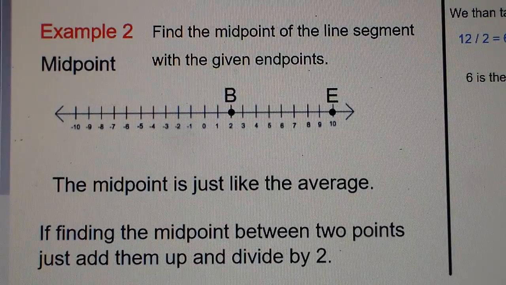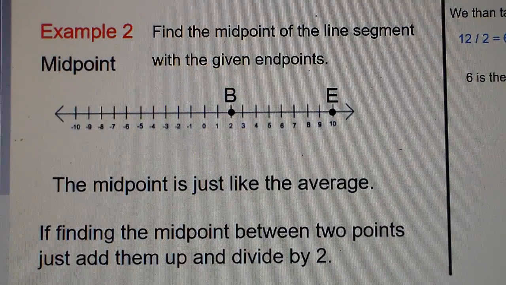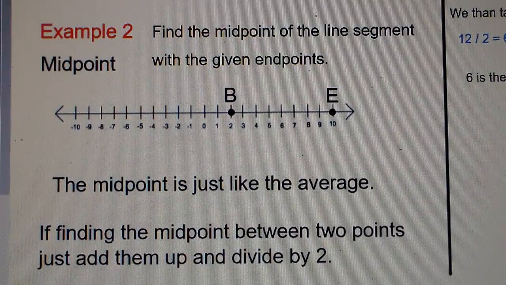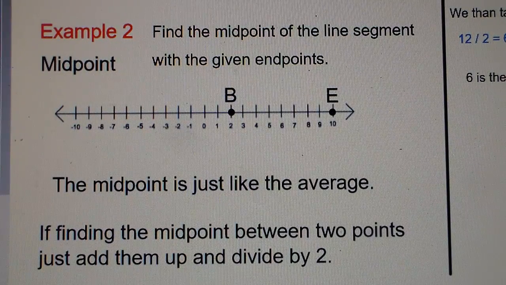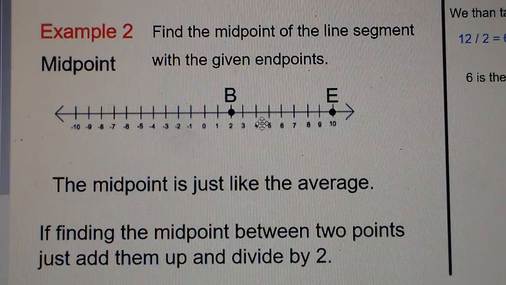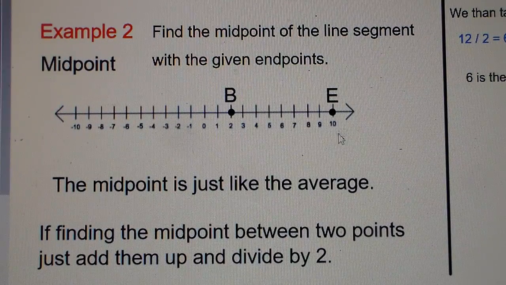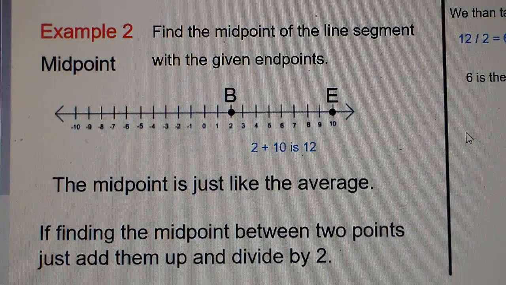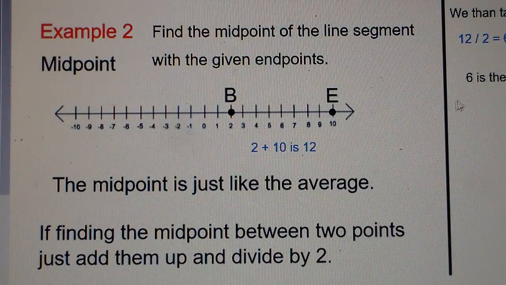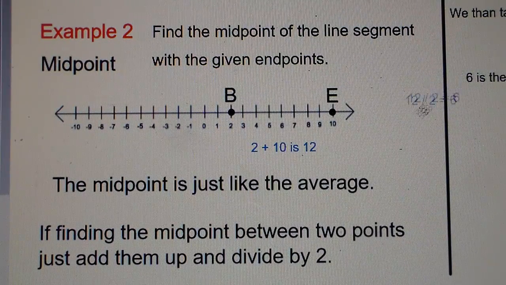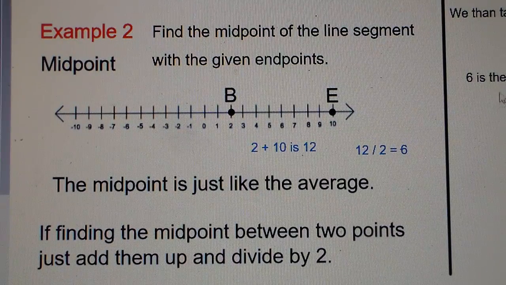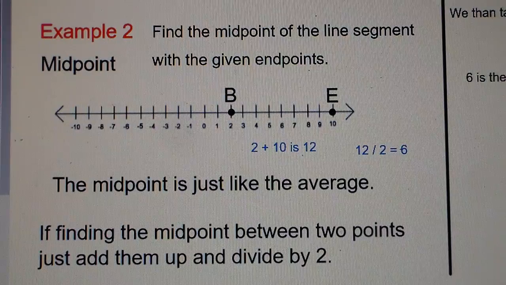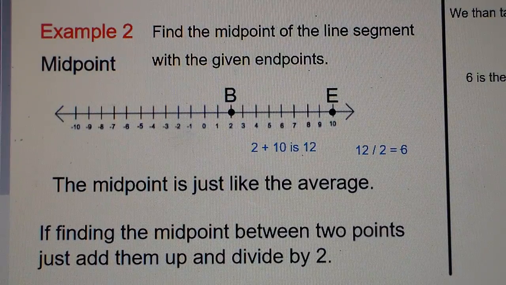Looking at number 2. Find the midpoint of a line segment with the given endpoints. Since B is at 2 and E is 10, we add up the two endpoints. So 2 plus 10 is 12. Then we need to divide by 2. 12 divided by 2 is 6. So 6 is the midpoint of endpoints B and E. So 6 is in the middle.